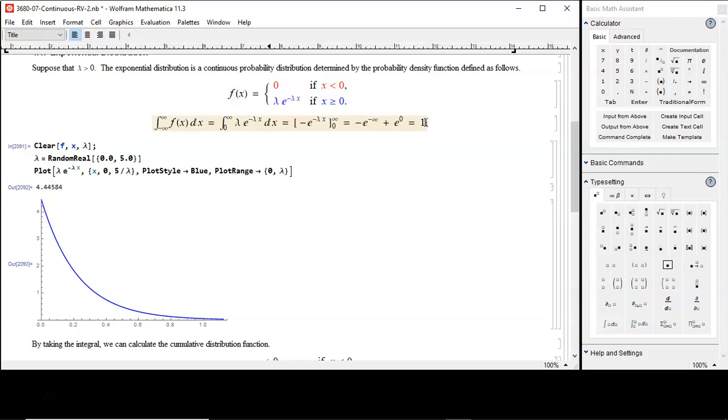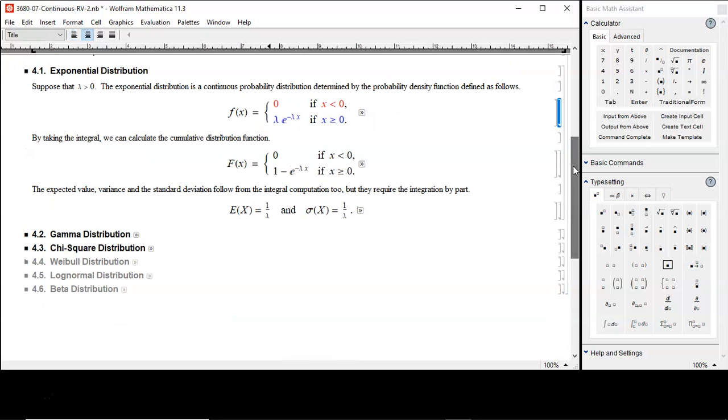As for the integral computation, it's an easy computation. It goes like this. The antiderivative is easy to find. And if you take the derivative, negative lambda comes out as a coefficient by the chain rule and cancels with this negative. We have just lambda. So everything is good.